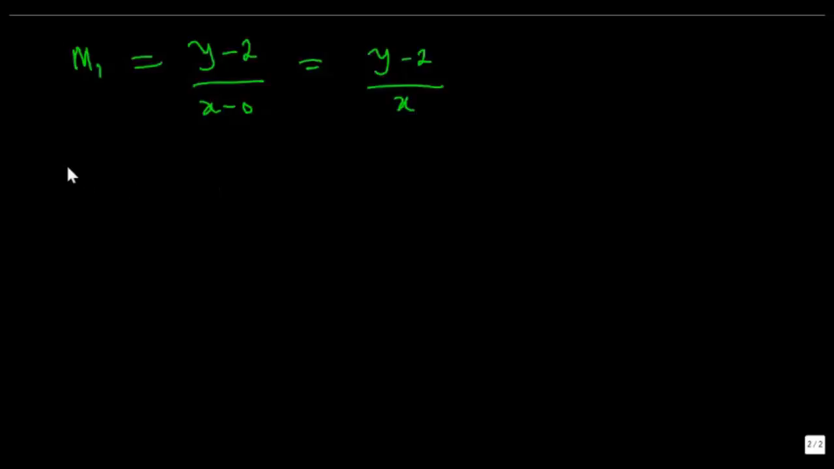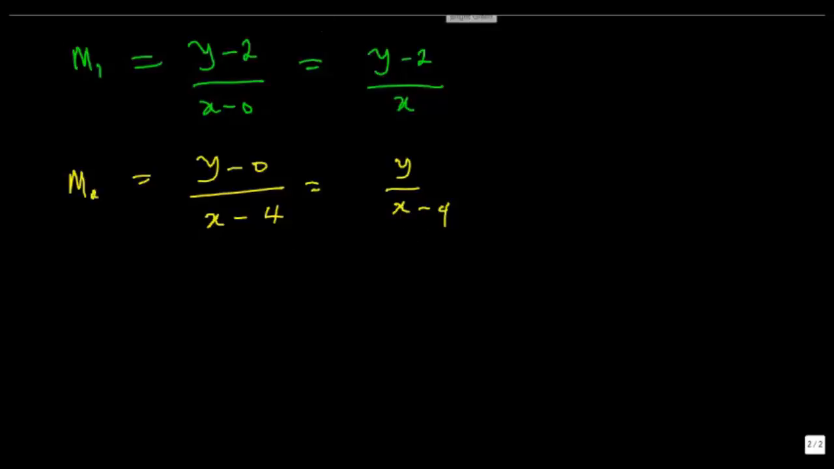So we have M1, that is the gradient of line L1, equal to y minus 2 all over x minus 0, which leaves us with y minus 2 all over x. Now for line L2, the gradient M2 is equal to y minus 0 all over x minus 4, which leaves us with y all over x minus 4.